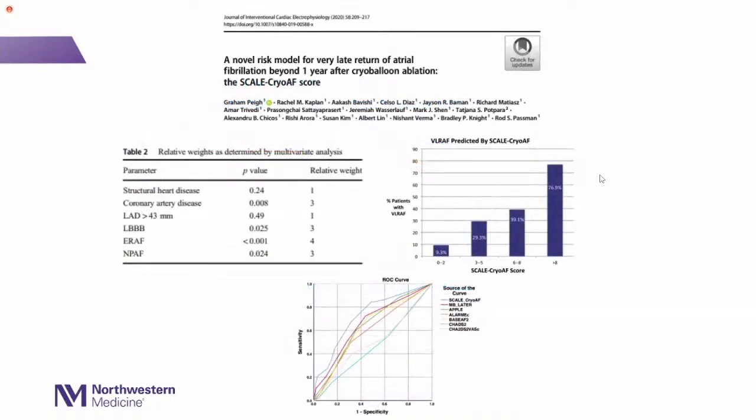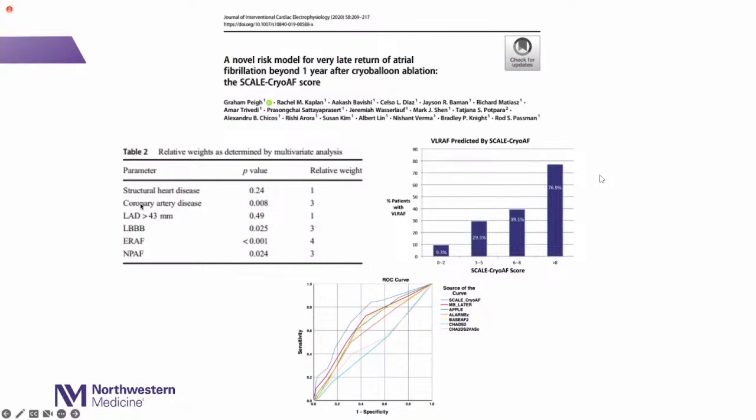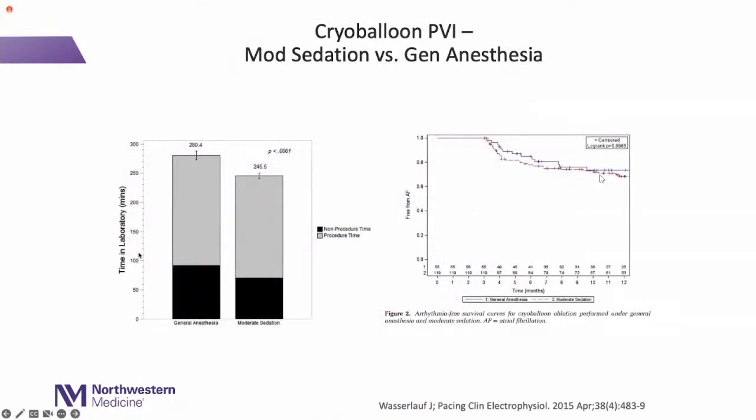There are some other important things that have been looked at. This is a paper that Rod Passman and Graham Pei published, and they're preparing now a validation cohort of this derivation study, looking at predictors of very late recurrences that include the presence of structural heart disease, coronary disease, left atrial enlargement, other signs of heart disease with left bundle branch block. Early recurrence of atrial fibrillation is a strong predictor of very late recurrences, and non-paroxysmal atrial fibrillation we know has a higher rate of recurrence long term.